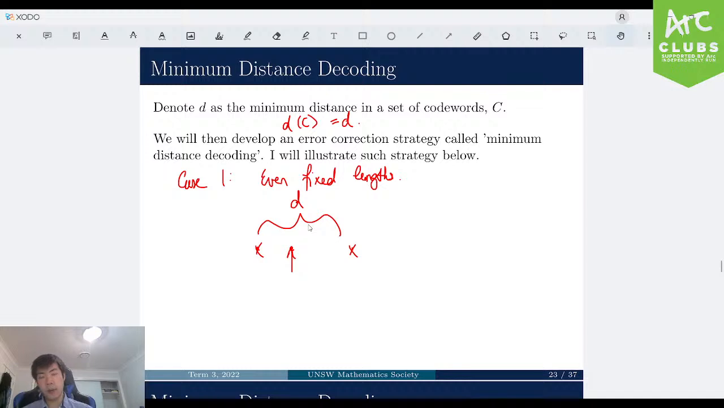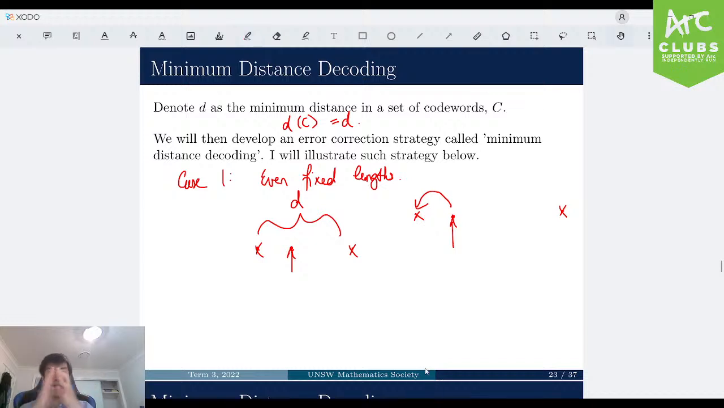Why is this the worst case scenario? For example, if we look at two code words that are further apart, and the message that we receive lands here, this is a less bad scenario. It's a better scenario because we would have even more conviction that our received message was the same as this code word here.